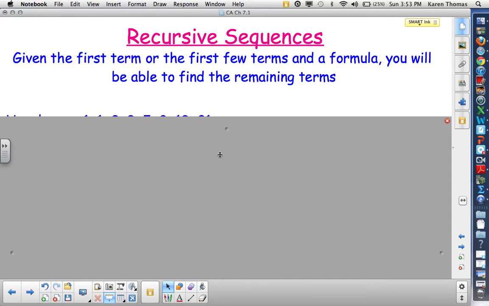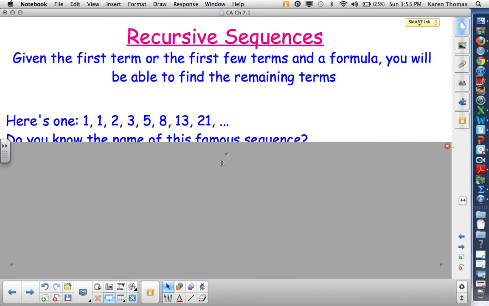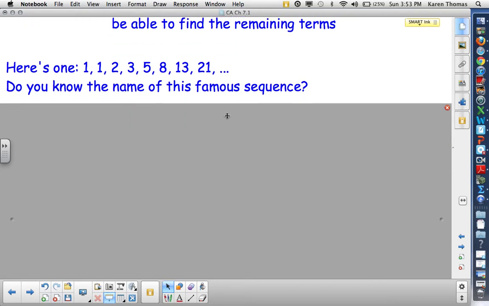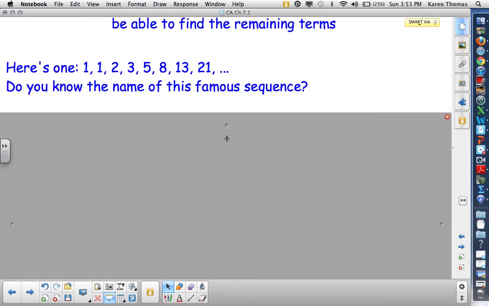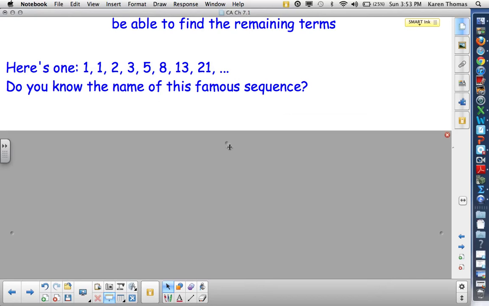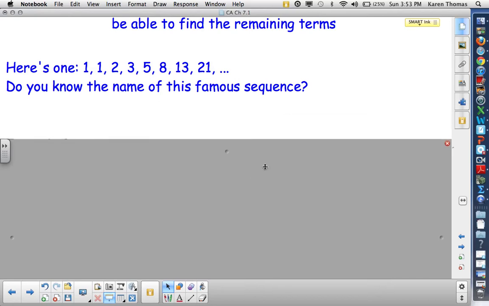Here's a very famous one that you've probably seen before many times. Bring your answer to class. Do you know the name of this famous sequence? And see what you can do with that answer. So let's see what a recursive sequence looks like in action. Okay, come on screen. It's working in slow motion today.